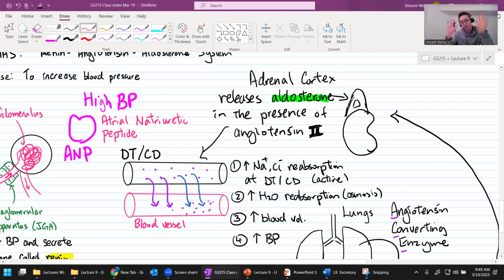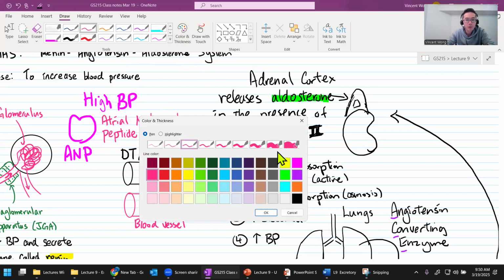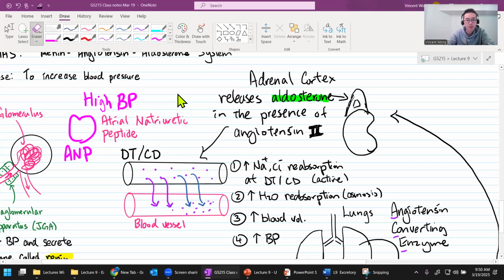So let me explain this one more time. So sorry. It comes from the atrium of the heart. That's why it's called atrial. It's natriuretic, which means it puts the sodium in the urine. Okay. And it's a protein hormone. So a couple of things it is going to do to kind of help lower the blood pressure.